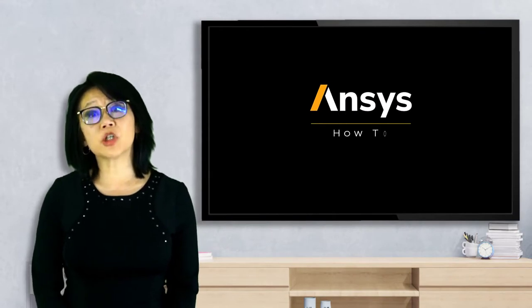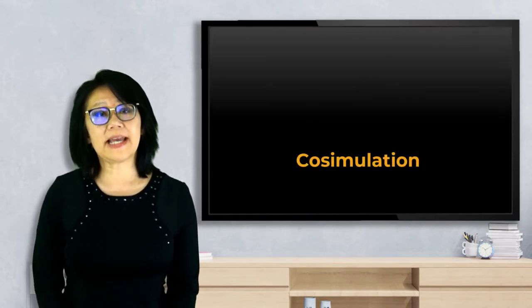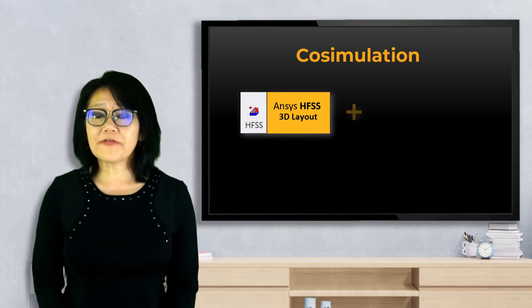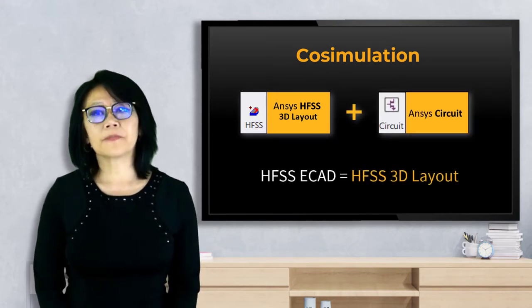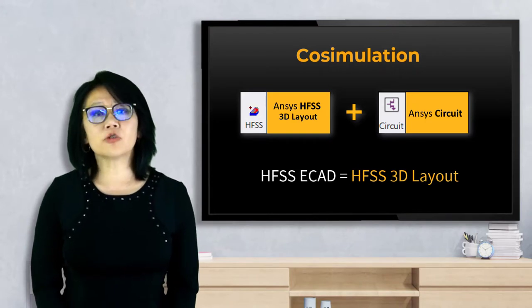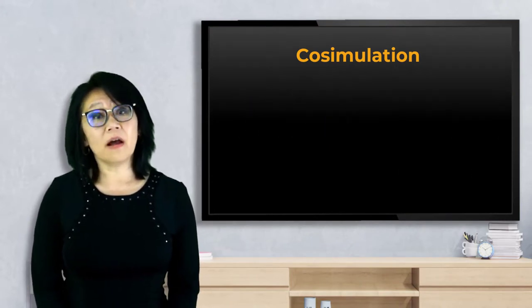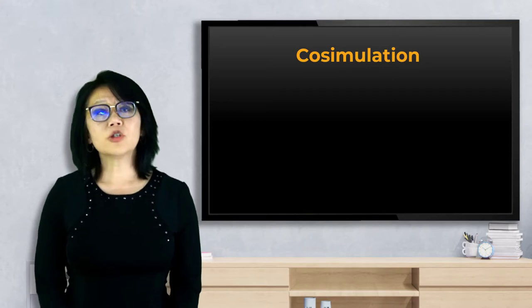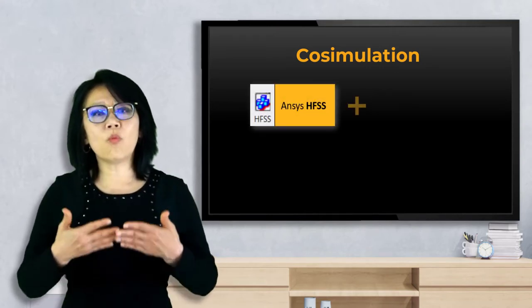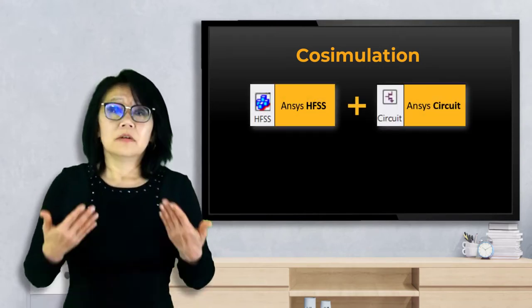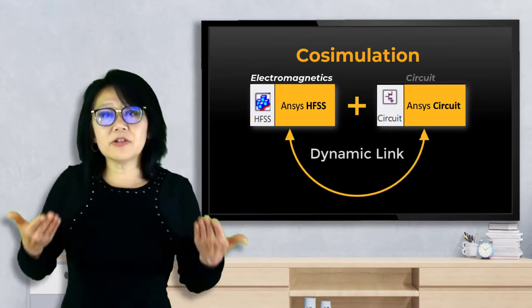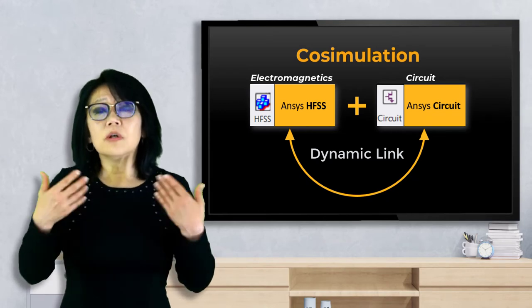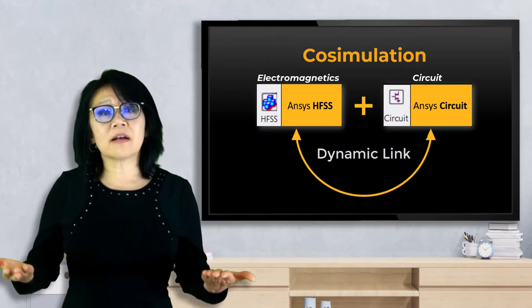Okay, and welcome to this video module on co-simulation using HFSS ECAD, electronic CAD, and HFSS circuit. ECAD is also known as HFSS 3D layout. And in the previous modules, we defined the method of co-simulation as use of more than one simulation tool, more than one simulation type, such as electromagnetics and circuit simulation, to describe some single complex system.